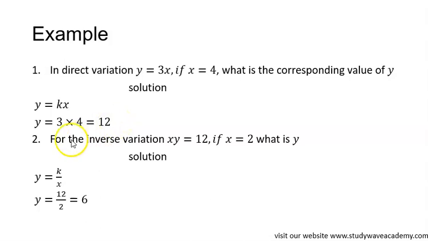Do you understand? Now for the inverse variation, xy equals 12. If x is 2, what is y? You know the inverse. This is the inverse, right? y equals k over x. Now the constant is given, which is 12. So y equals 12 over 2, right? So 12 divided by 2 is going to give you 6. 2 into 12 is 6. Okay? So y here equals 6. Do you understand this?